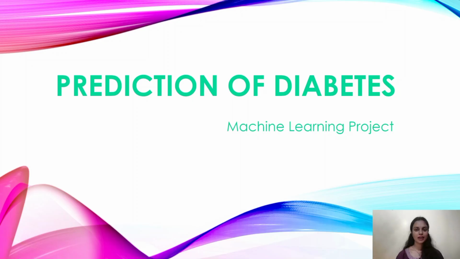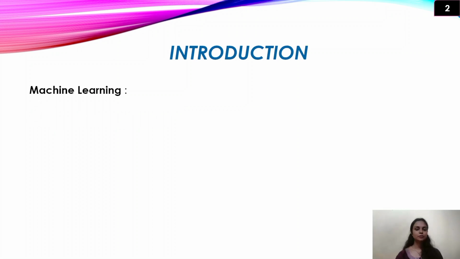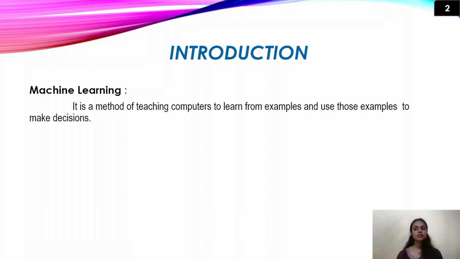For building prediction of diabetes, I have used technologies: machine learning, the Python programming language, and to write code I have used the editor Jupyter Notebook. Now let me first tell you what machine learning is. Machine learning is a branch of artificial intelligence that teaches a computer by giving many examples, and then the computer uses those examples as patterns to make decisions or to make predictions. This is what machine learning means.